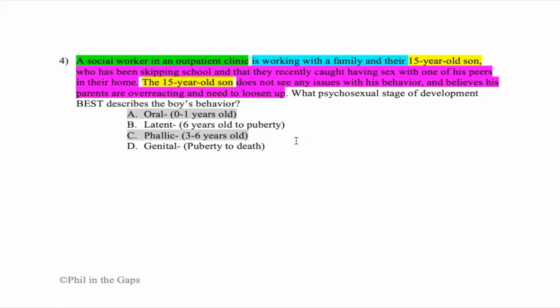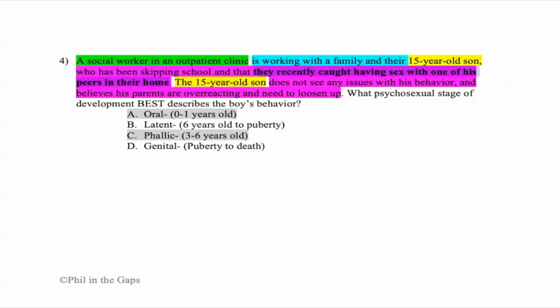Let's look back at the question to make sure we're not making a mistake. 15-year-old son skipping school and recently caught having sex with one of his peers in the family home. So that is a key component. Does not see any issues with this behavior and believes his parents are overreacting. So for that reason, we're going to rule out B. Why? Because the sexual energy is not suppressed. It's revved up like a small engine because what has been suppressed must be heard at some capacity.